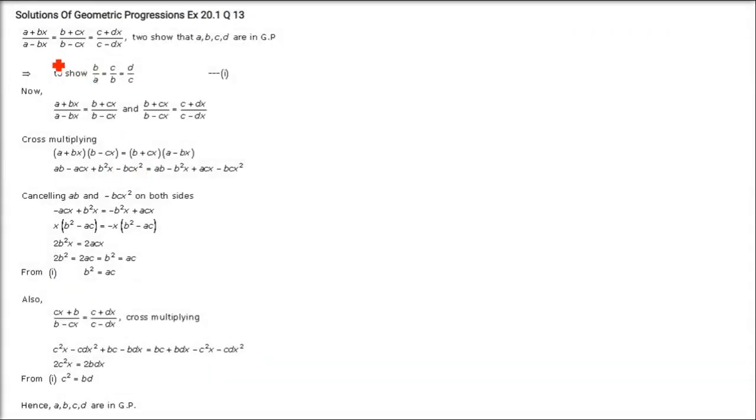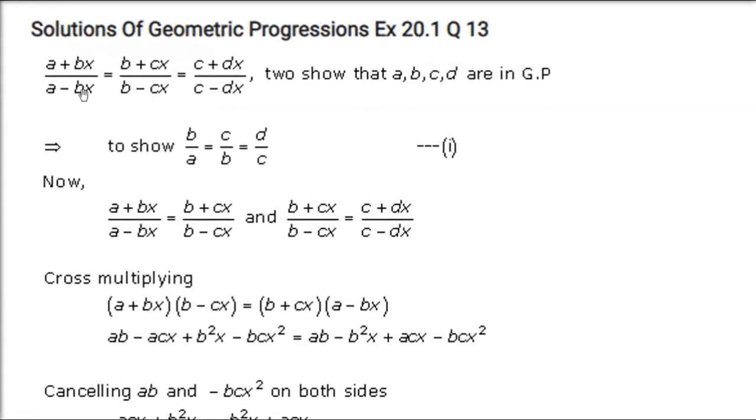If A plus BX by A minus BX equals B plus CX by B minus CX equals C plus DX by C minus DX, X is not equal to 0, then we have to show that A, B, C, D are in GP. These all are our NCERT questions. Previous one also, this one also NCERT question. So A, B, C, D is in GP as we just saw in the previous question.